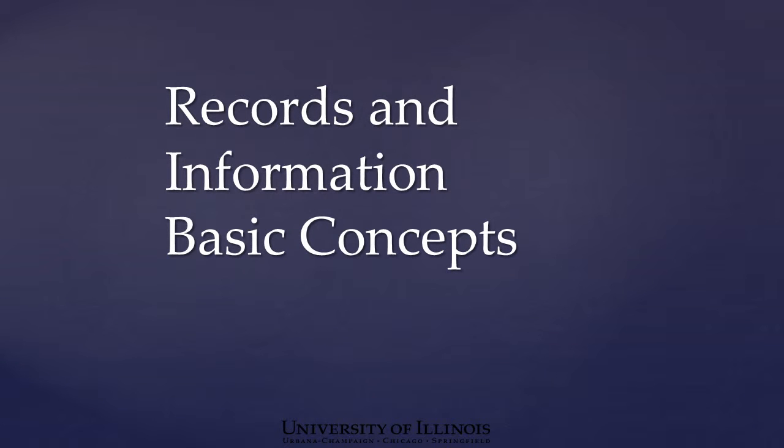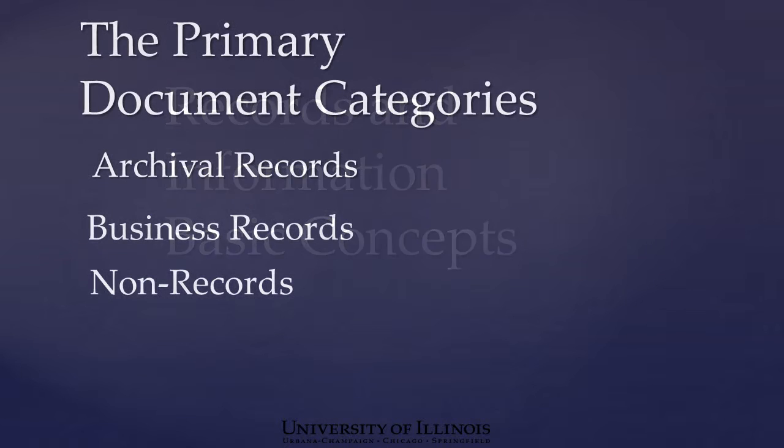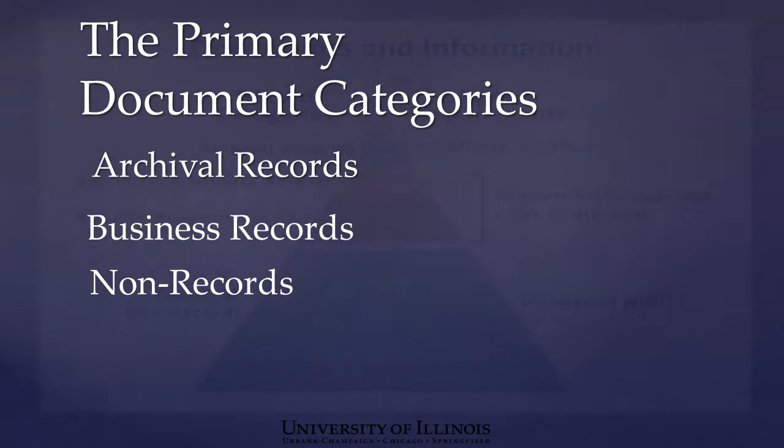In order to best comply with the university's responsibilities regarding the management of records and other information assets, we need to know what a record is, and we need to know what information we are stewards of. To start, let's go through an overview of the primary document categories: archival records, business records, and non-records.